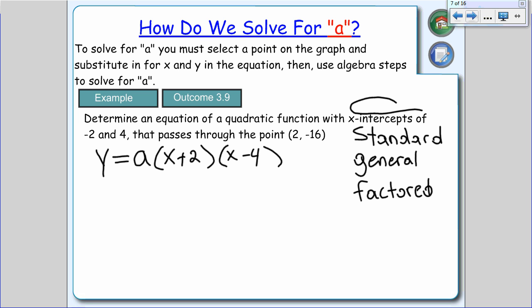Yeah, that's a good question. We always wanted general form, so we always made y 0. But the y has always been there.